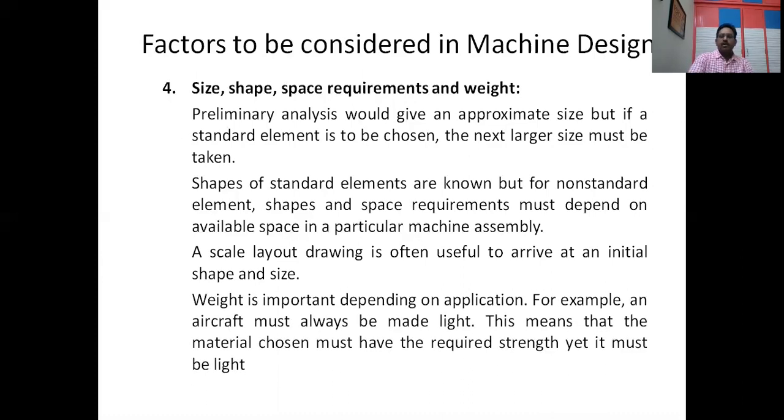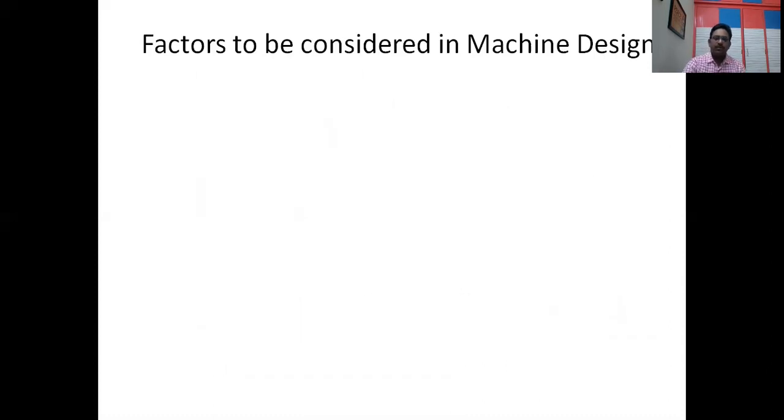And weight is important depending on the application. Yes, because if you take an example, an aircraft must always be made light. Why? It has to fly. So this means that the material chosen must have the required strength, yet be light. That's why aluminum products are used. Though it has strength, it's light in weight. So the basic purpose here is that aircraft should have less weight.